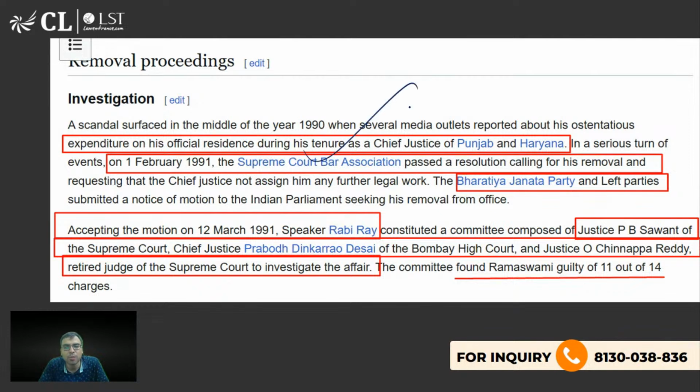So in 1991 the Supreme Court Bar Association also passed a ruling, है ना? Then BJP and left parties submitted a motion and all, है ना? Speaker accepted this, है ना? And then a 3-member committee was set up, है ना? The Chief Justice, a Supreme Court Judge, and the Chief Justice of Bombay High Court, and there was Justice O. Chinnappa Reddy. So these 3 people were there, and a retired Supreme Court Judge. तो ये जो है वो distinguished jurist में इनको लिया गया था ना?